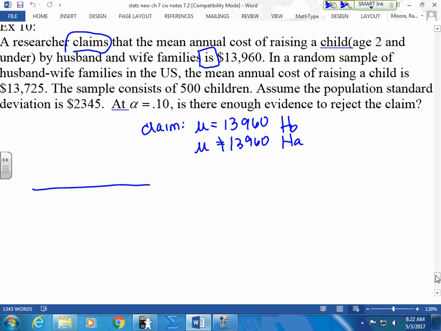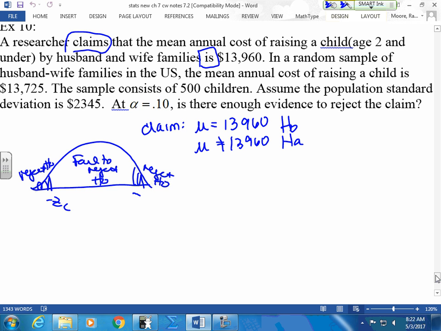2 tails. So I've got 2 areas that say reject H0, 2 areas that are really too small for me to consider. These are very extreme areas, aren't they? At the extreme ends of my curve. It's very small areas, but I label them reject H0. In the middle, fail to reject H0. I need to find this critical cutoff point.